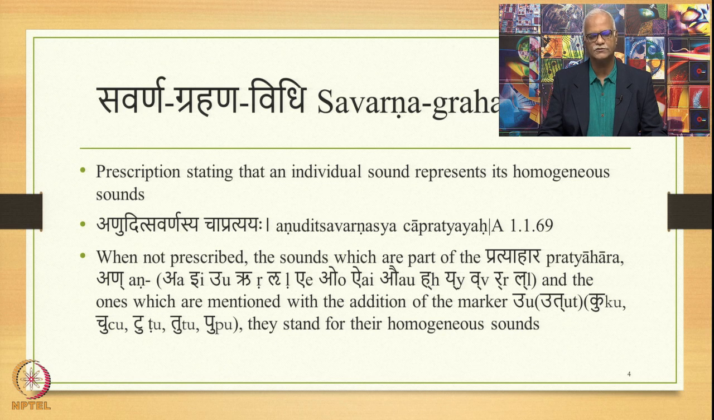and what are those sounds? A, i, u, ru, lu, e, o, ai, au, all vowels, ha, and then ya, va, ra, la, these are all an. So when not a pratyaya, the sounds which are part of the pratyahara an and the ones which are mentioned with the addition of the marker u, actually udit, namely ku, chu, tu and pu, they stand for their homogeneous sounds, their savarna varnas.